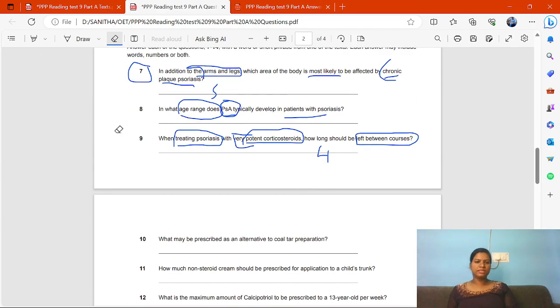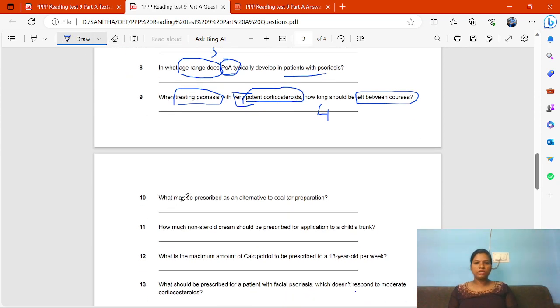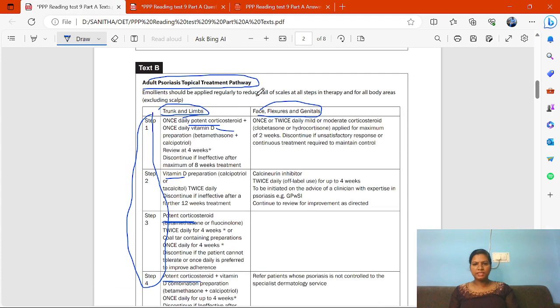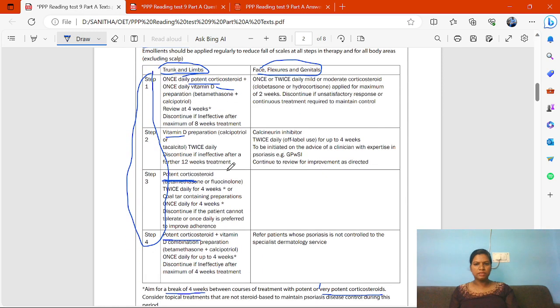What is the next question? Question number 10. What may be prescribed? They are saying some medication. What may be prescribed as an alternative to coal tar preparation? This is also talking about a medication, so we have to find out either in part B or D. Alternative is another keyword, and coal tar preparation is also a keyword. So go to passage B and quickly skim for coal tar.